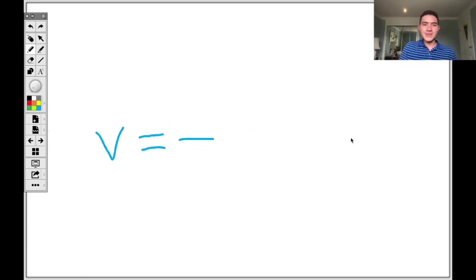Now let's define velocity. So velocity equals displacement over change in time. Thus, velocity is a measure of the rate of change in position. Note that any variable divided by change in time is a measure of the rate of change in that variable.